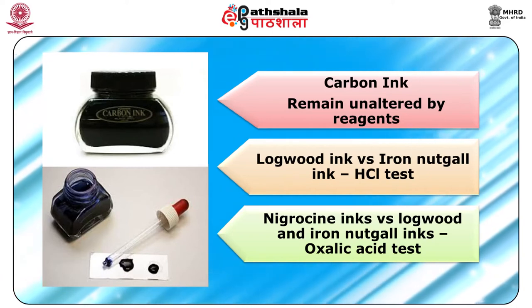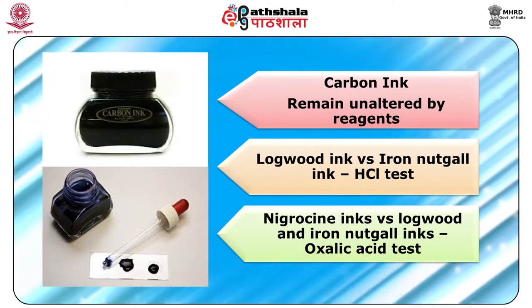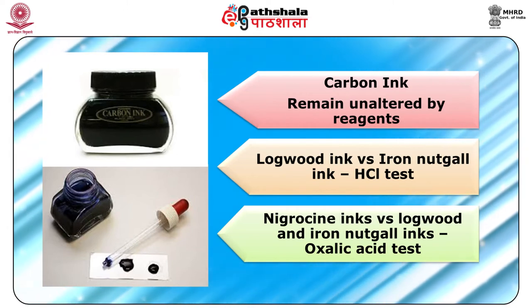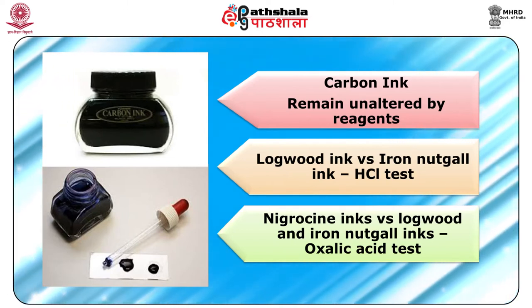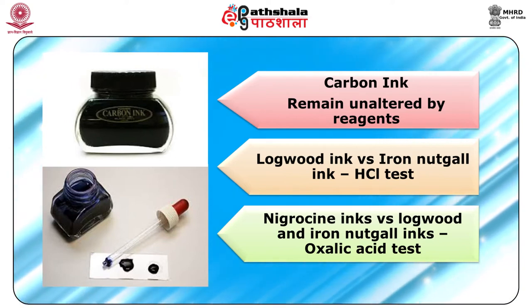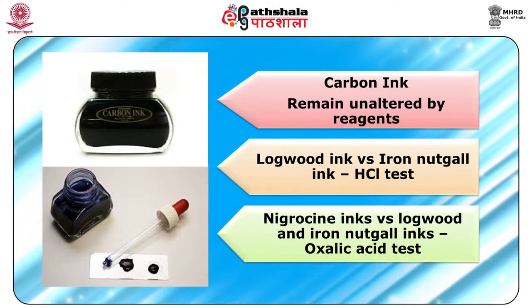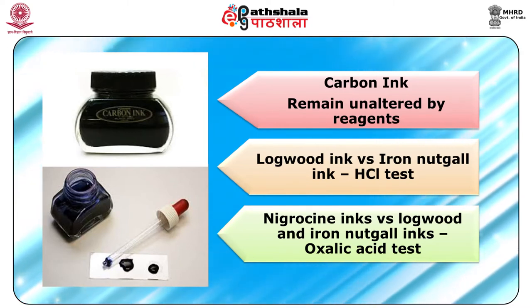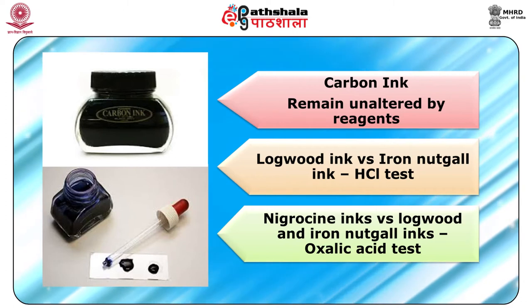Logwood ink and iron nutgall inks can be differentiated with hydrochloric acid test. The logwood inks with these reagents give red or purple-red color reaction, whereas the iron nutgall inks give blue or blue-green reaction. Nigrosine inks can be differentiated from the logwood and iron nutgall inks with oxalic acid test. The oxalic acid has little effect on nigrosine, whereas this reagent bleaches the iron nutgall ink to some extent, or it may change color of logwood and iron nutgall inks.